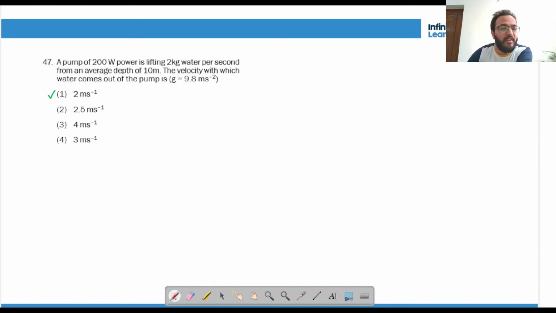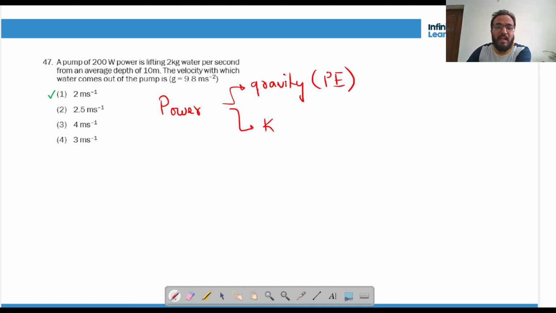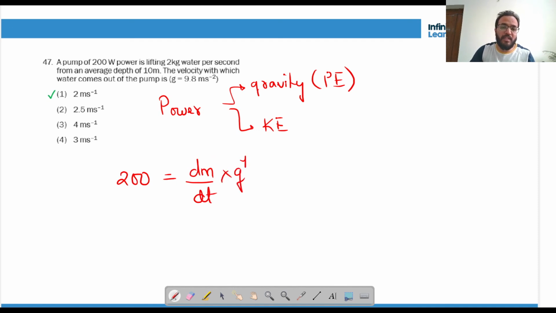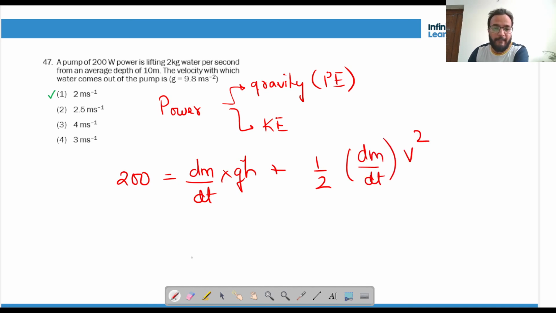Now they have given a pump of 200 watts lifting 2 kg water. See, power goes in two places. One is working against gravity, that is giving potential energy to the water, and then it's giving kinetic energy to water. So you will say power 200 watts is equal to, sorry, dm by dt into gh plus half into dm by dt into v square.